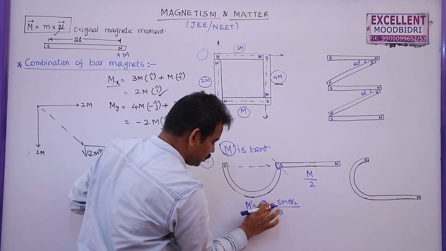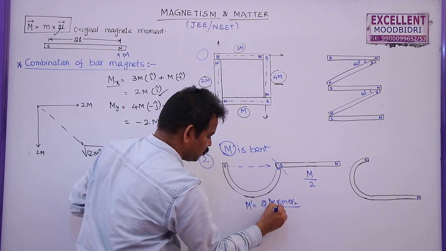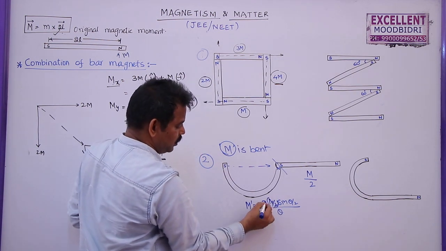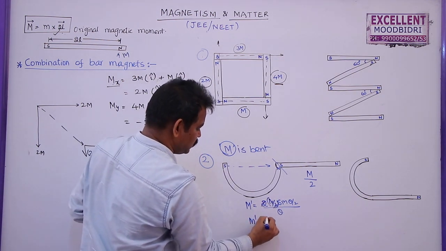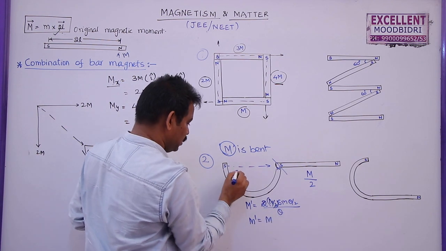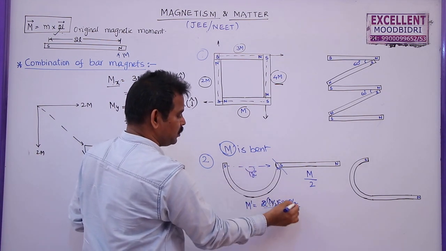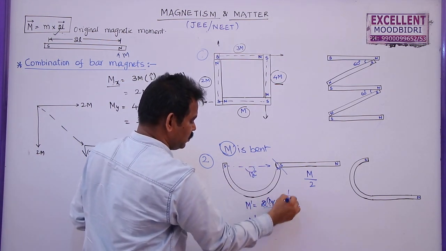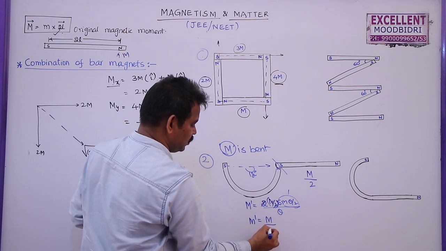So here I have to write 2 m by 2 sine theta by 2 by theta. This gets cancelled. M dash is equal to m into, theta will be 180, 180 by 2 is 90. So sine 90 is 1. So this is m by pi.